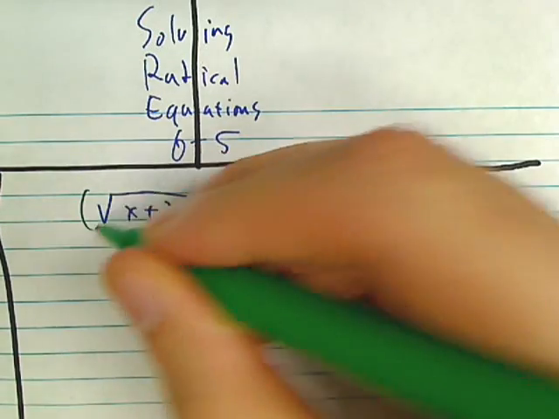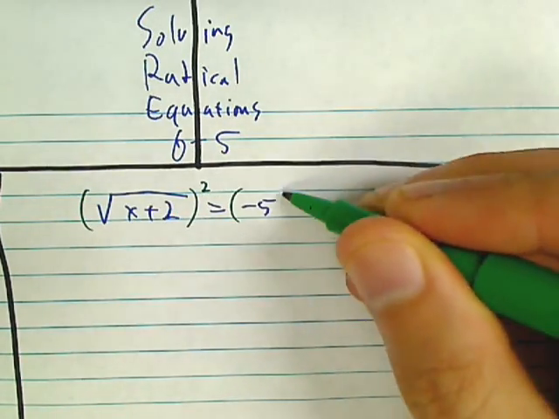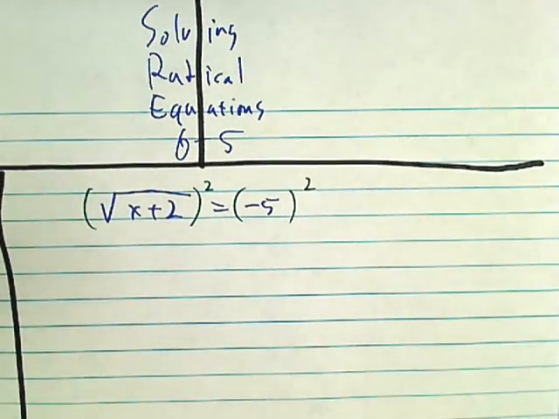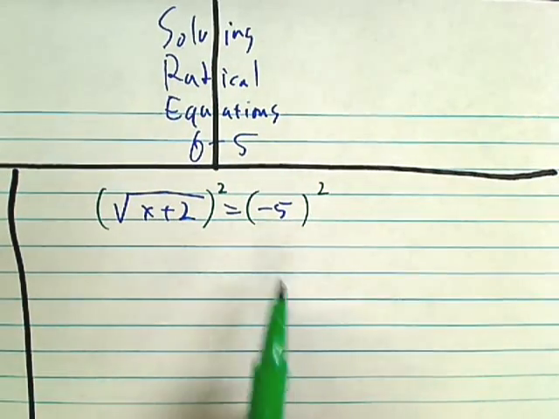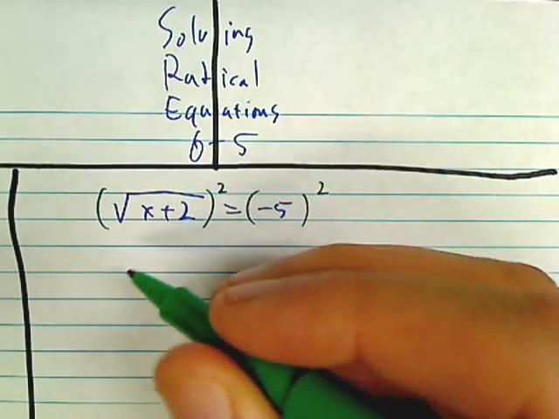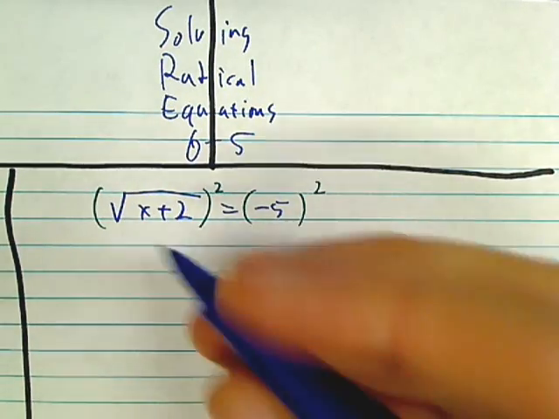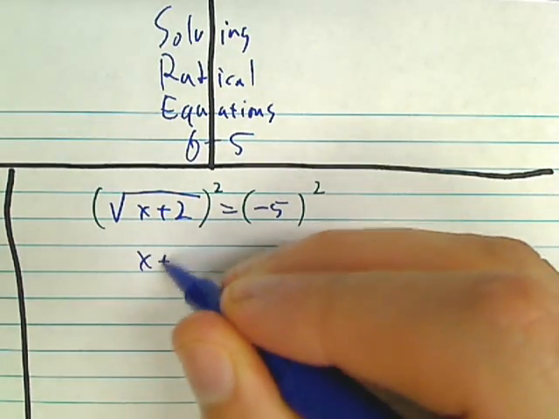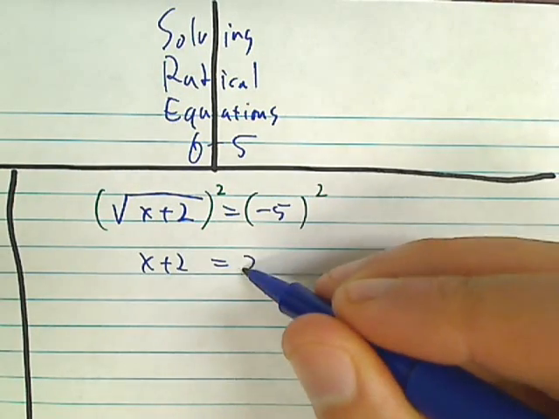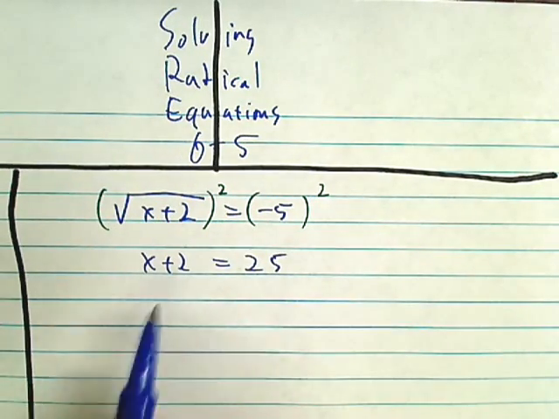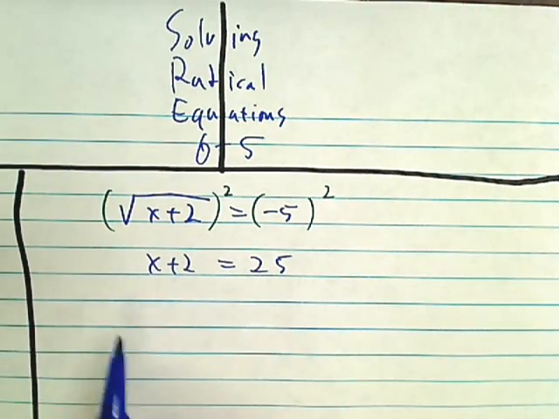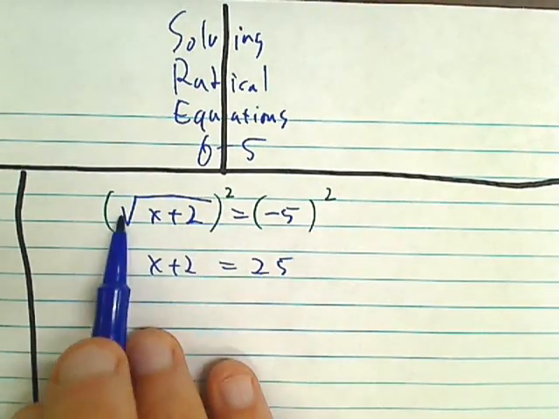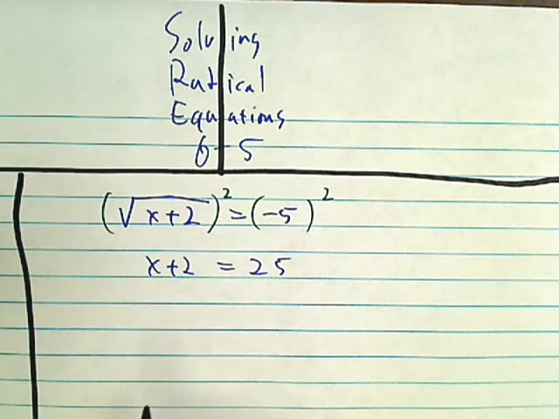Let me change my color here. I'm going to square both sides. On the left-hand side, the square and the square root cancel out. On the right-hand side, -5 times -5 is 25. So x plus 2 is equal to 25. The technique that we use if you want to get rid of a square root is to square. If you want to get rid of any root, it's to that power. So the fourth root, fourth power, just so long as they match.